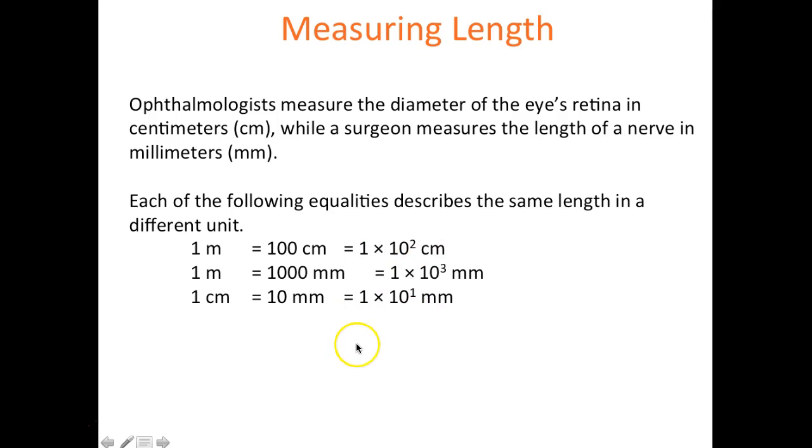So again, the equivalence is that 100 centimeters is like the meter stick. So 1 meter is 100 centimeters, and 1000 millimeters is again 1 meter. So this is the meter stick. Whether you describe it as 1000 millimeters or 100 centimeters, you're describing the same length. 1 centimeter is 10 millimeters, and so on.